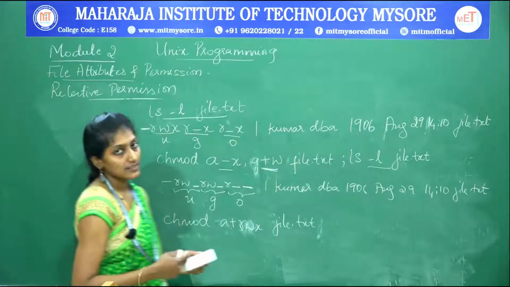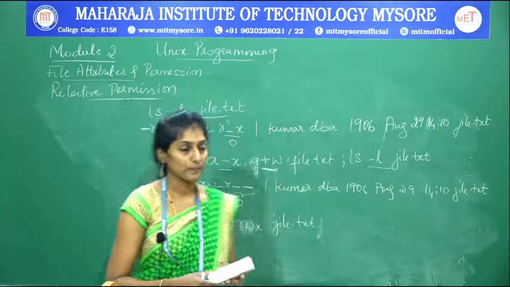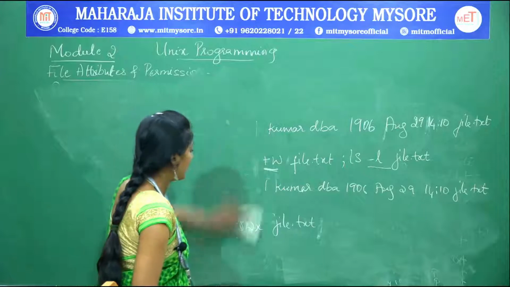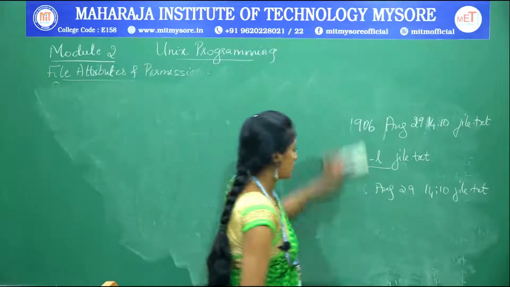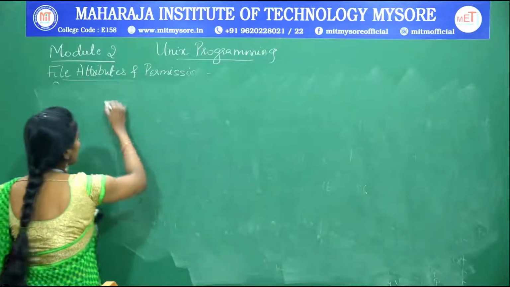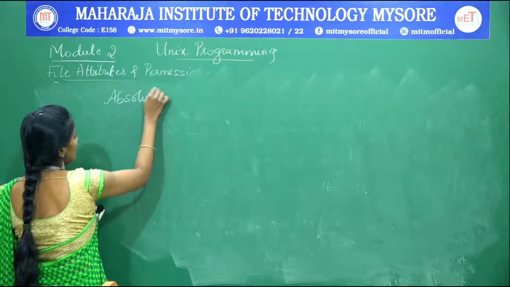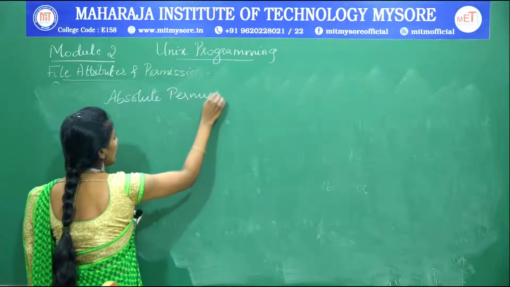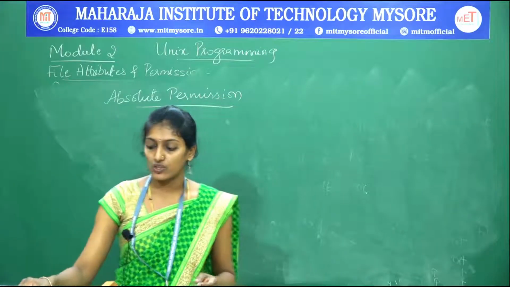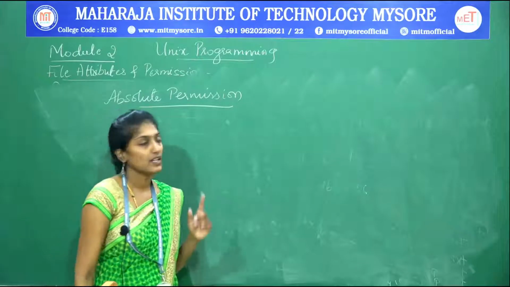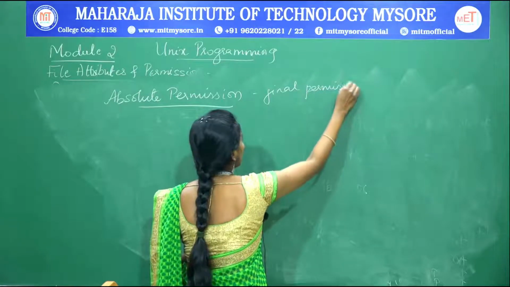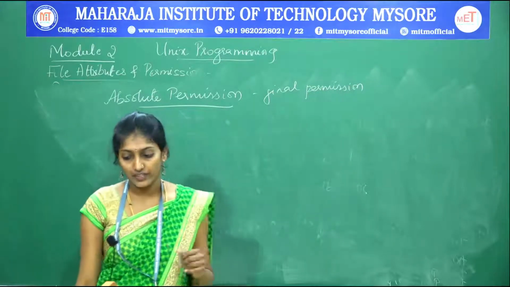So next, we have the absolute permission mode, using chmod for changing the file permission. So what is this chmod file permission with respect to absolute permission? How are we going to change the permission? As I have already specified, the absolute permission specifies the final permission of any file.